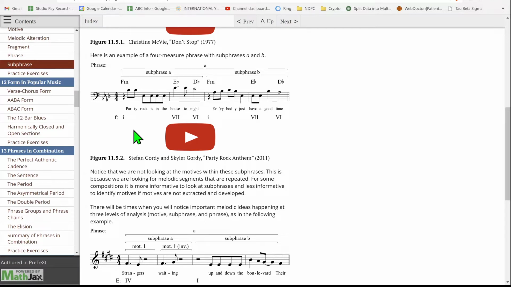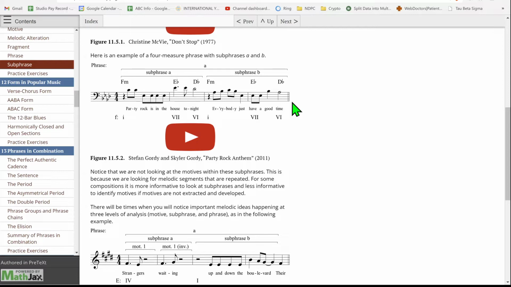"Tonight, everybody just have a good time," right? We know that famous song. In this case, they're arguing that this is subphrase B. And I would say yes, because even though the rhythm is somewhat similar, the melody changes, right? So that's why this is subphrase A, "Party rock is in the house tonight," then it changes, "Everybody just have a good time." Those are your subphrases. In this case, the subphrases are 2 bars, and usually subphrases are 2 bars long. That's typically going to be the case because phrases are usually 4 measures long. Sometimes they'll be 8 measures long, but usually 4 measures.